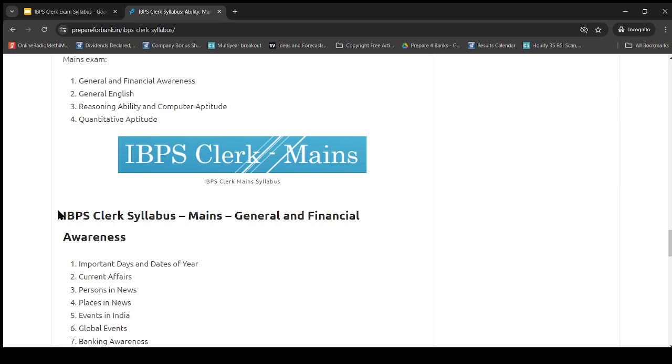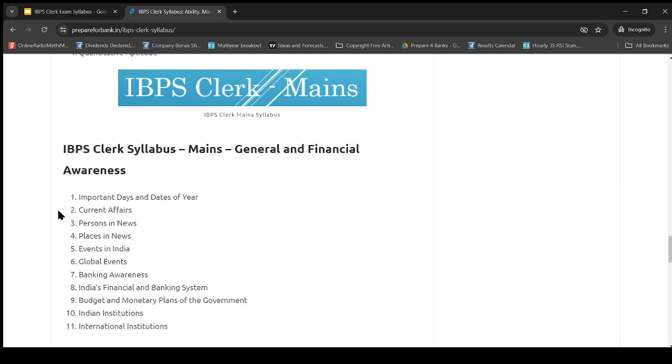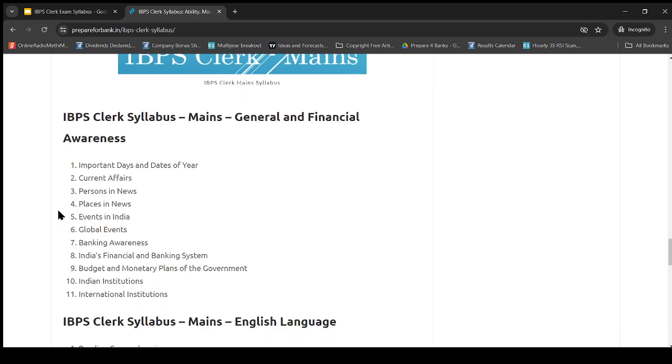Looking at the financial awareness and general awareness, we will be asked from the below content: important days, current affairs, persons in news, places in news, events in India, global events, banking awareness, Indian financial and banking system, budget and monetary plans of the government, Indian institutions and international institutions. There will be objective type questions and we will have to select the correct answer out of the given options.